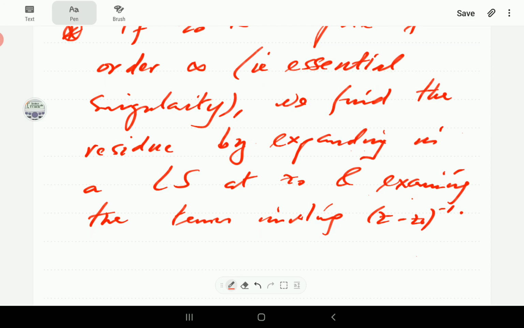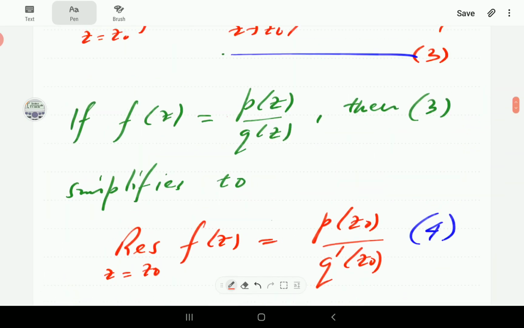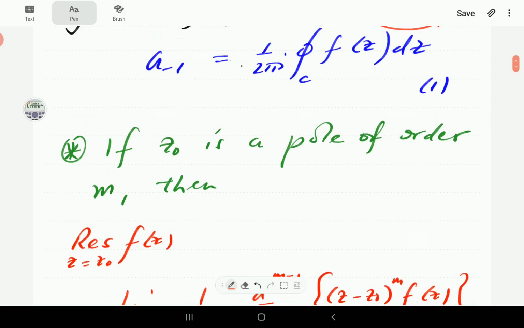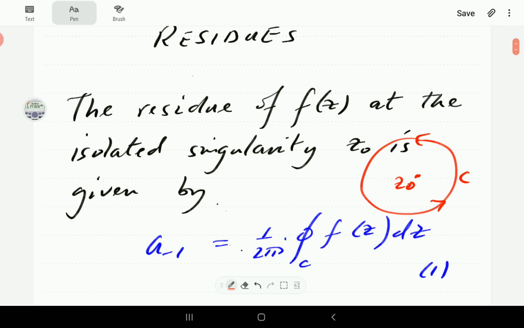All right, so that's that in terms of the formulas. In the next video, we're going to look at a few examples and see how these formulas come into play. All right, ciao.